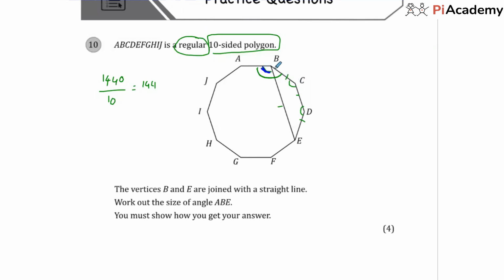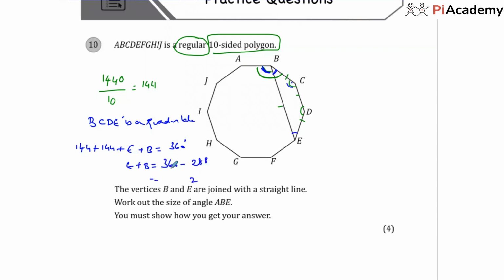Okay, so now see, BCDE is a quadrilateral. So if this is a quadrilateral, understand that the sum of angles, this angle B plus C plus D plus E, is 360 degrees. Okay, so now C and D is 144, 144. So 144 plus 144 plus E plus B is equal to 360 degrees. Okay, so now you have E plus B is equal to 360 minus 288. Okay, 360 minus 288 is how much?